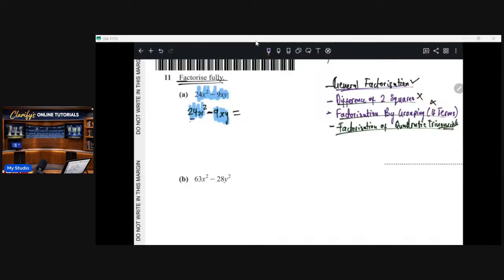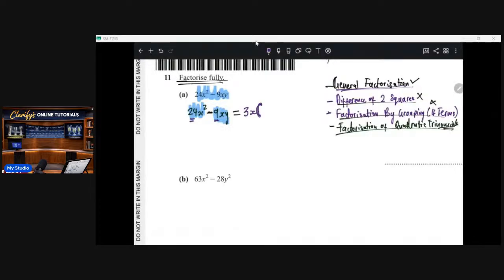You start by looking at the numbers. What number can get into both? You see that there is a 3. It can get into 24 and into 9. Then you look at what letter of the alphabet is there for both this side and this side. You can see there is an x. Now you choose the lower power. On the x's, which one is lower, 2 or 1? 1 is lower, so you take the lower one.